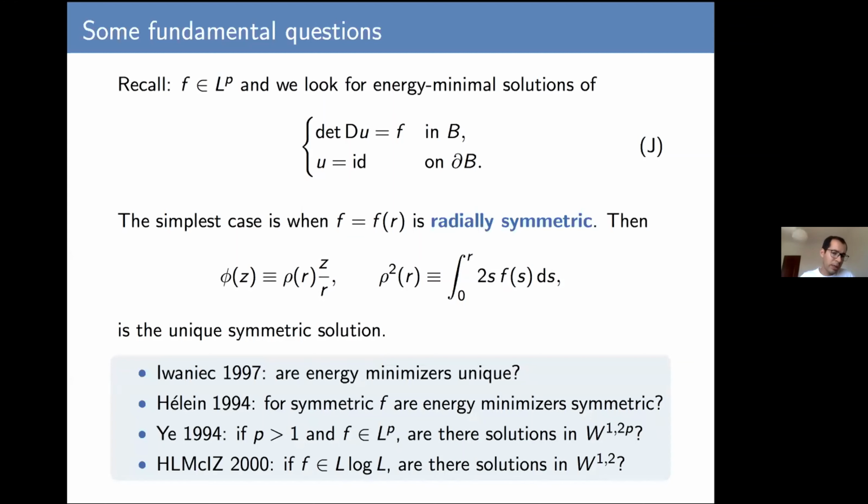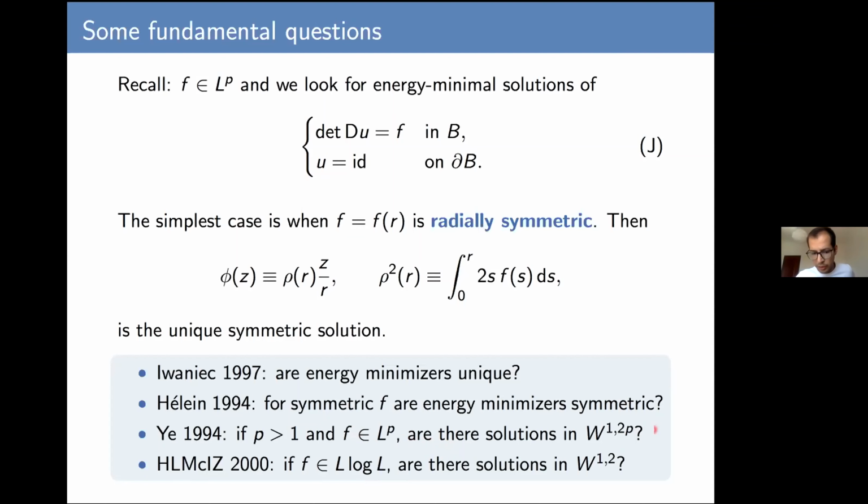So for instance, here are a lot of fundamental questions that we can ask about this problem. First of all, do energy minimizers exist? If f is symmetric, are the energy minimizers symmetric? And moreover, what can I say about regularity of solutions to my equation, and therefore about regularity of energy minimizers? So if you give me f in L^p and p is larger than 1, do I get solutions in W^{1,2p}? And a similar statement when p equals 1, but I have to replace L^1 with an improved version of it, which is L log L. This is due to the improved integrability of the Jacobian, but I won't get into that here.